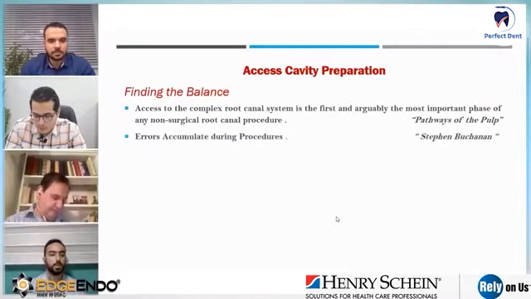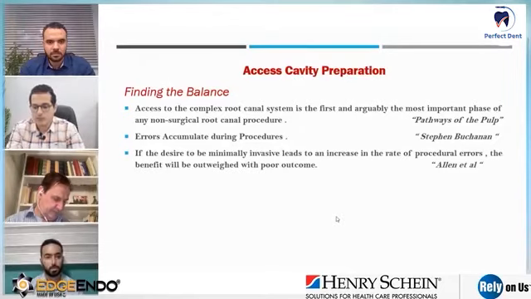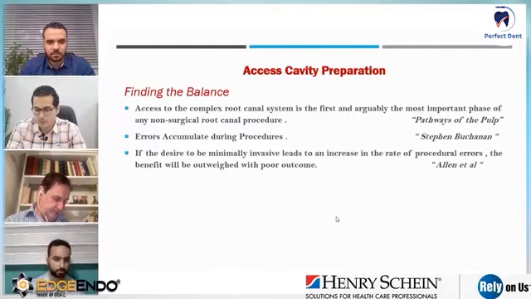The other fact is errors accumulate during procedures. So if the desire is to be minimally invasive, it will lead to an increase in the rate of procedural errors, such as missing a canal or creating a ledge or separating a file or incomplete root canal decontamination. The benefit will then be outweighed with our poor outcome and will lead to failure.